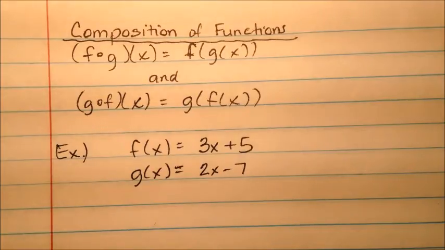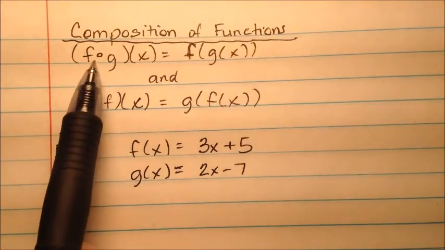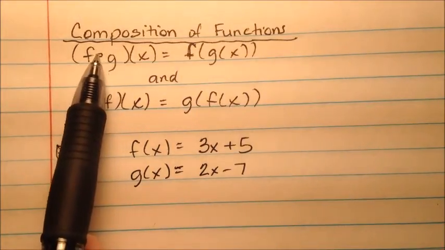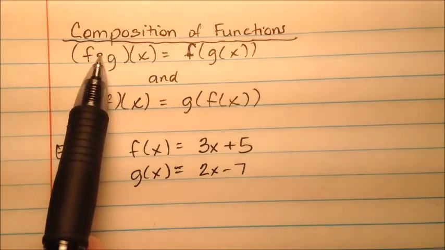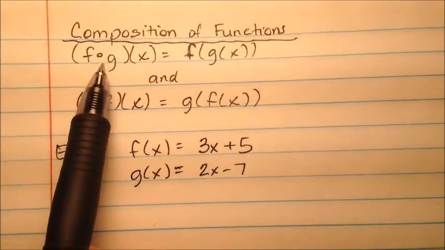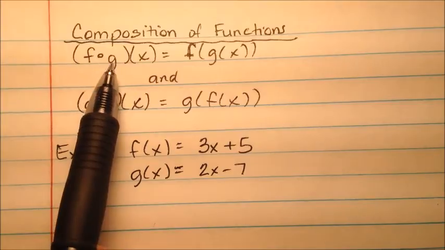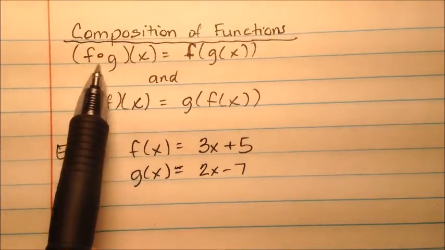In this video, I'm going to talk about the composition of two functions. So the notation that we're going to use is f circle g, and this is just a little bitty circle. It's not like an O or a 0 or anything. It's just kind of midway vertically speaking. So f circle g of x, and that's the notation we're going to use.